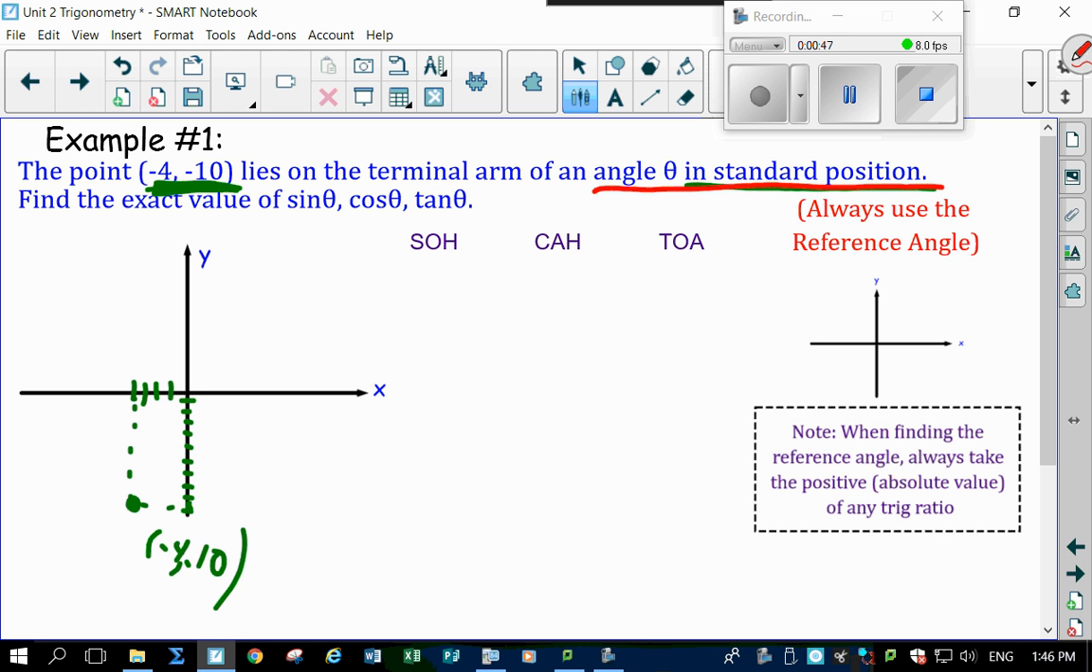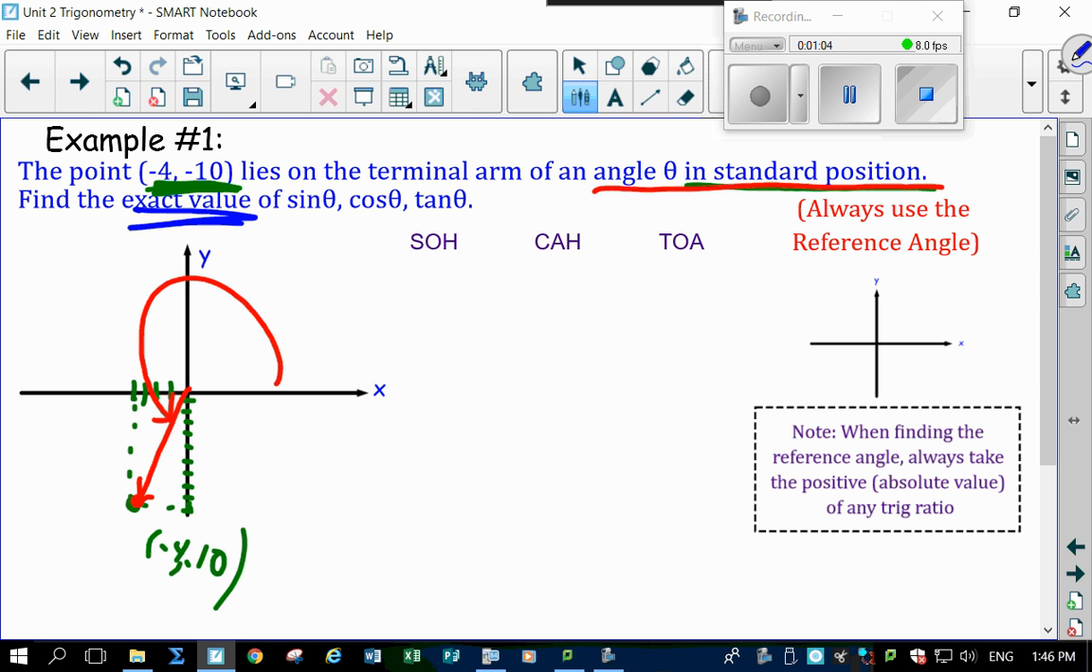Now, I'm telling you that this point lies on the angle in standard position. So what do I mean? Here is our angle, boom. It's pointing right to (-4, -10), and in standard position means it goes all the way around here. That's what we're after. Now, it says here, find the exact value.